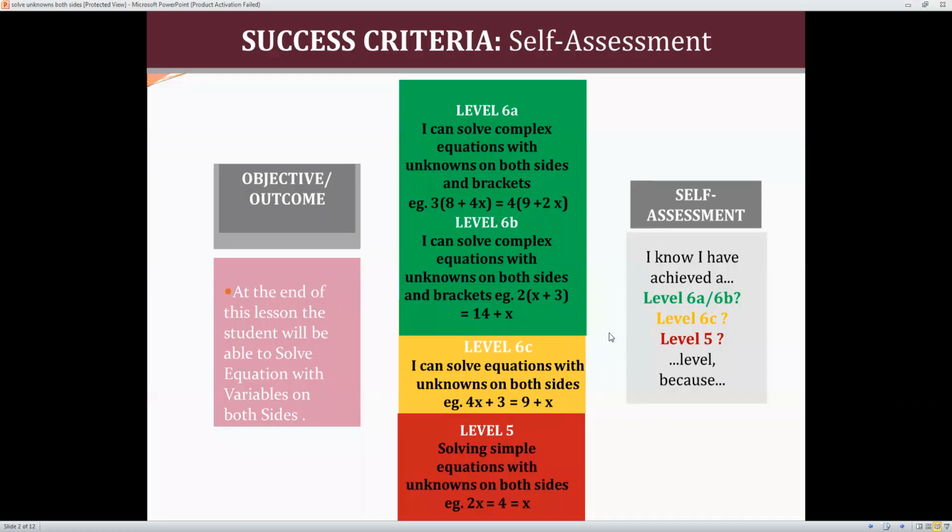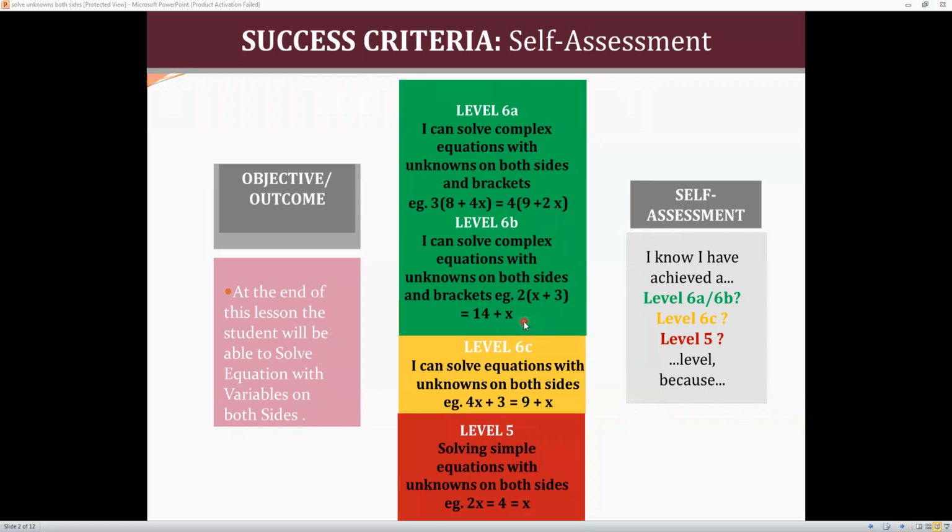Okay, so let's take a short look on our objectives. The main objective here is that by the end of this lesson, students will be able to solve equations with variables on both sides. So again, students will be able to solve equations with variables on both sides.